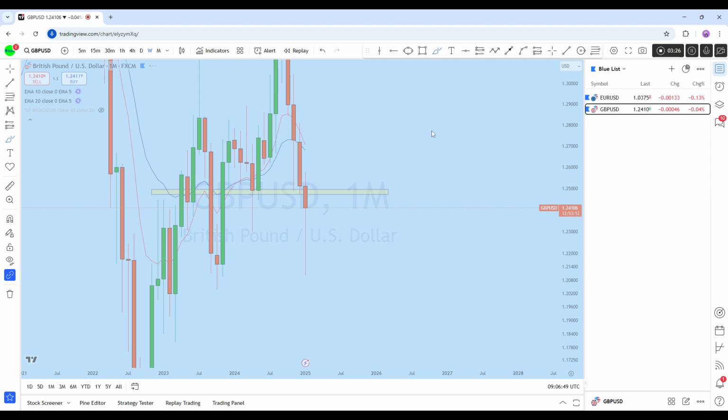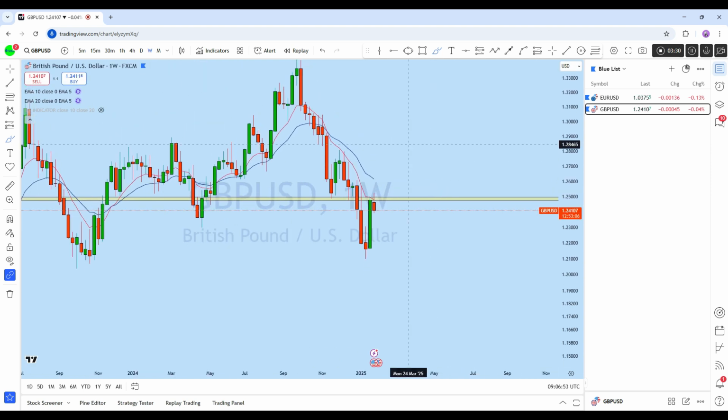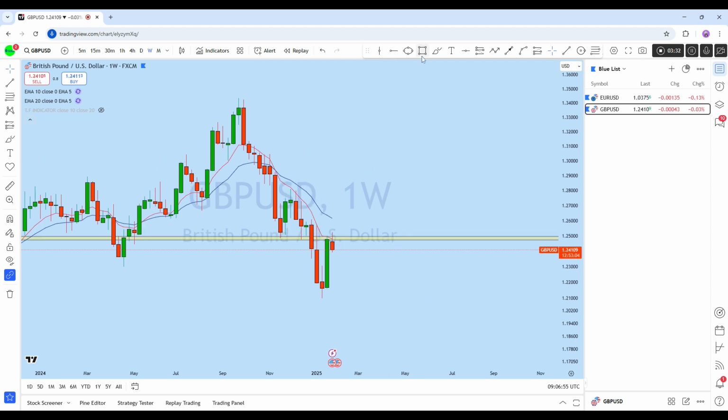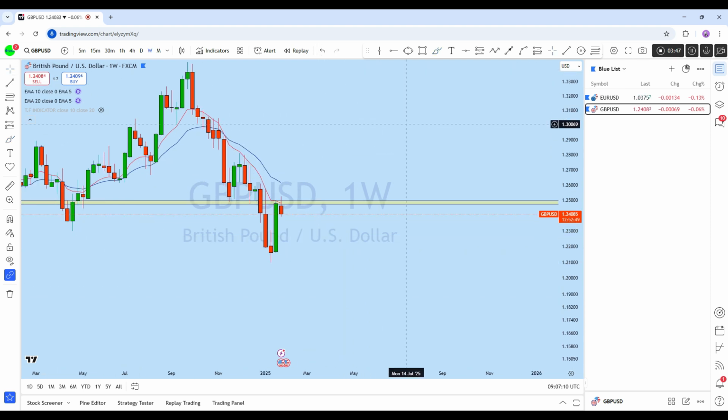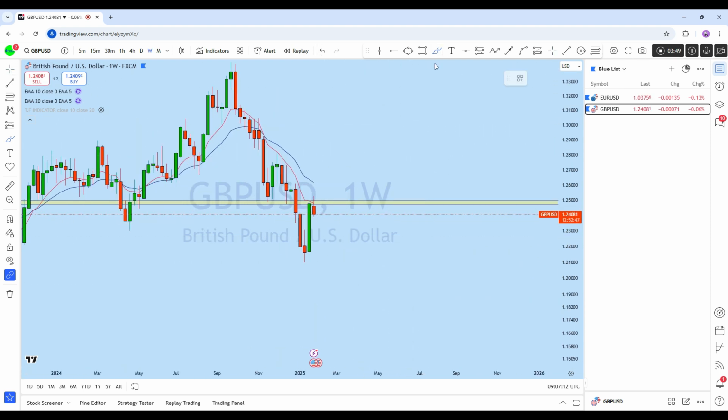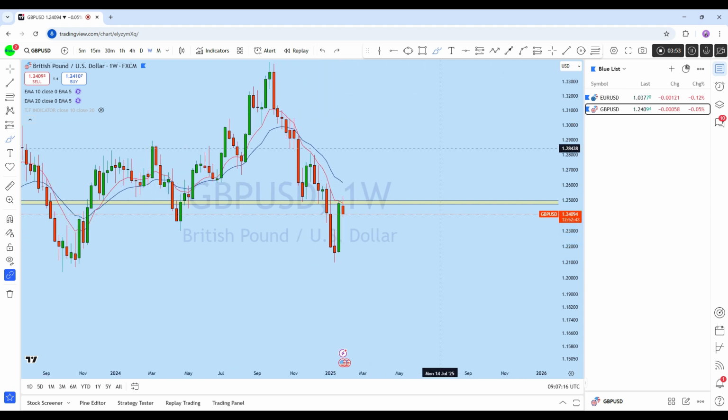Now from the weekly perspective on British pound US dollar, we can see that from the weekly this is also a bear market. Starting from here, this is a big drop followed by this pullback. The market grabbed the liquidity and we have seen another drop, and with that drop we can see another bounce to the upside. We can see there is a big drop here on British pound US dollar, and with that drop the market has bounced back up for a deeper pullback.